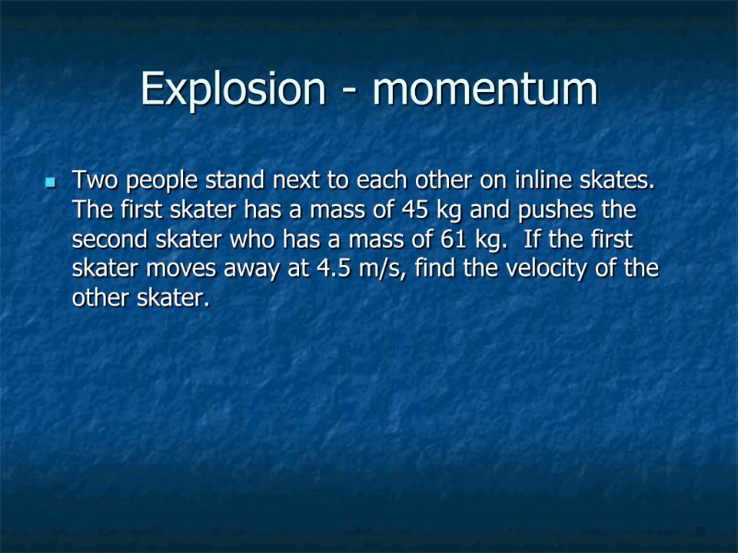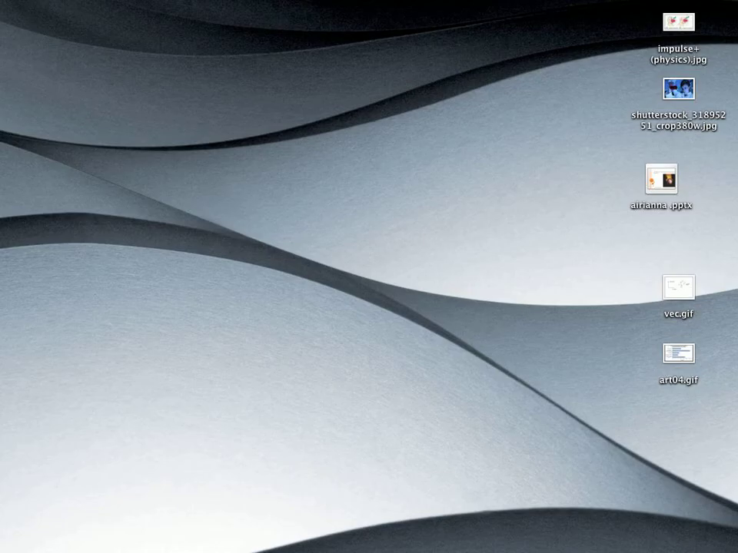Let's look at an example of an explosion problem. This may not sound like an explosion problem, but it really is, because these two people are standing next to each other on skates, and they're not moving, so they have no momentum initially. Now one skater pushes off the other one. The first skater, with a mass of 45 kilograms, pushes the second skater, who has a mass of 61 kilograms. The first skater moves away at 4.5 meters per second, so we want to find the velocity of the second skater. So let's again do this example together.